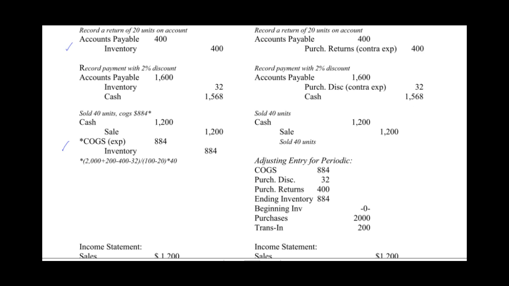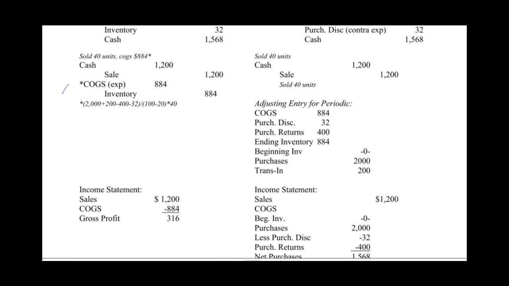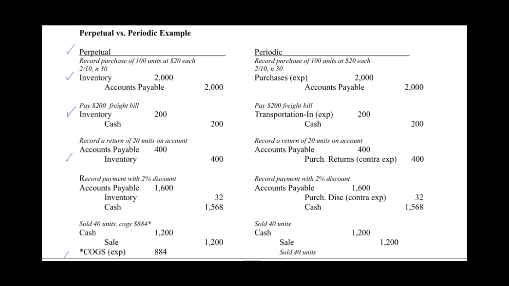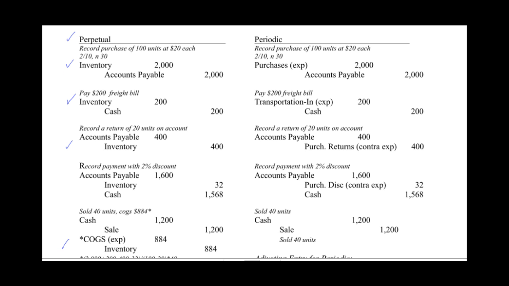When you look at an income statement for that, the sales were 1,200, the cost of goods sold were 884, and gross profit in this example was $316. Now let's compare that to using the periodic system of calculating inventory.